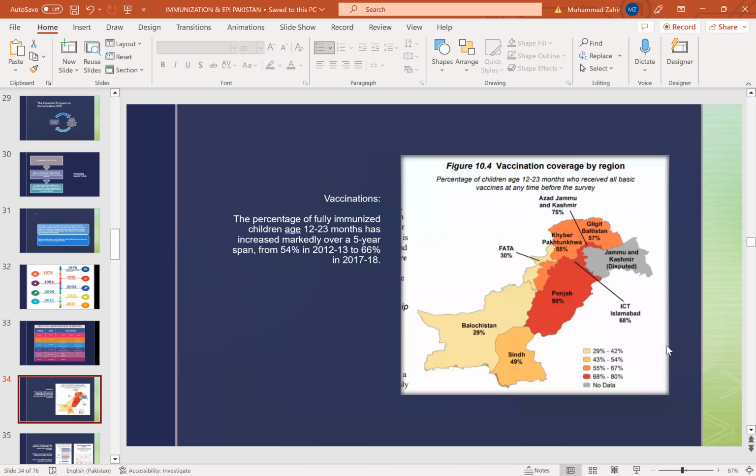If we see the vaccination coverage by regions, you can see the lighter color, Balochistan, the coverage is 29 to 42%, then 43 to 45%, 55 to 67%, 68 to 80%, which is in Punjab, and the gray area shows there is no data available. The percentage of fully immunized children aged 12 to 23 months has increased markedly over a 5 year span from 54% in 2012-13 to 66% in 2017-18.